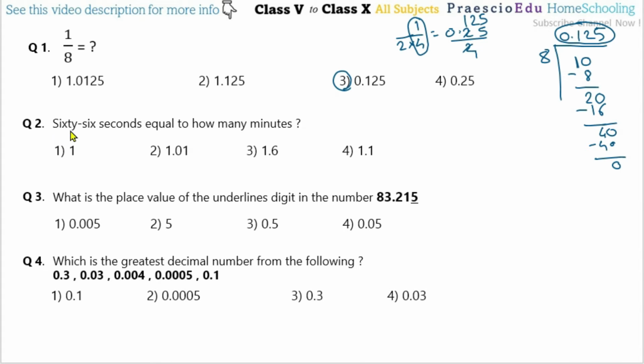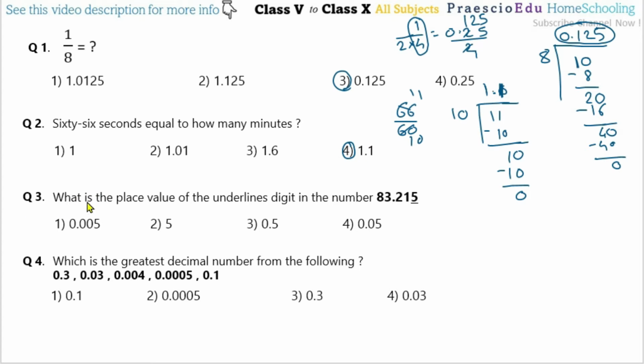Now question number 2, 66 seconds is equal to how many minutes? So for 66 seconds we have to divide by 60 seconds, because we know 1 minute is equal to 60 seconds. Okay, so 6 tens are 60, 66 minus 60 is 6, so 11 divided by 10. So 10 ones are 10, so here 1 remaining. Now we will take a decimal point, and now the 0 will come. Now 10 ones are 10, so the remainder will be 0. Now 1 point 1, so 1.1, which means option number 4.